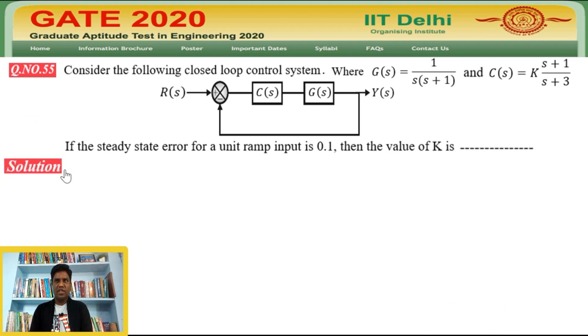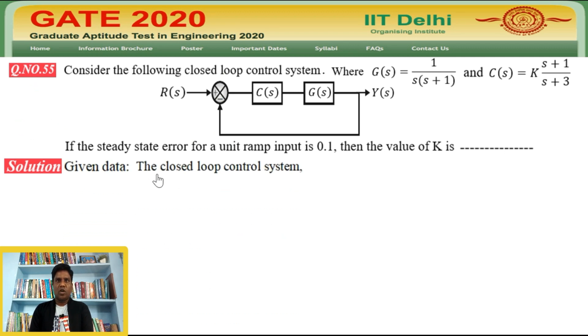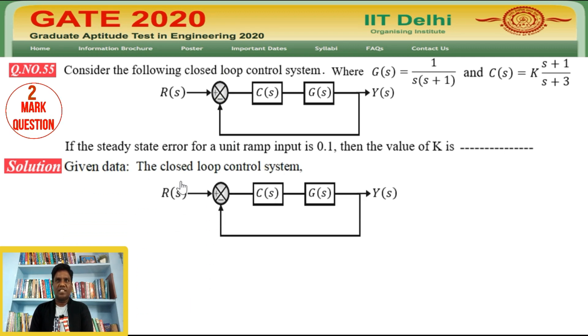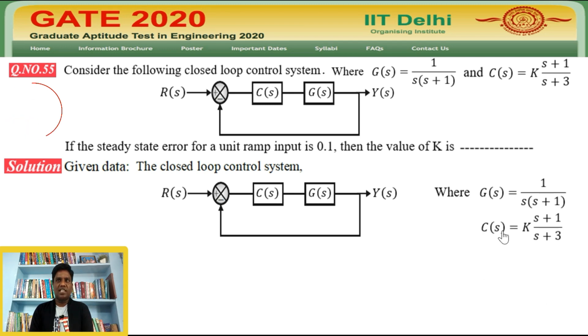The solution of the problem: from the given question parameters, the relation between steady state error and error constant k requires the open loop transfer function equation in order to find the k value. So now we want to write the open loop transfer function equation from the given closed loop control system block diagram. From the question, the given data are: the closed loop control system has R of s as the input, Y of s as the output, and C of s, G of s are open loop system gains, and it is also a negative feedback system where G of s equal to 1 divided by s into s plus 1 and C of s equal to k into s plus 1 divided by s plus 3.